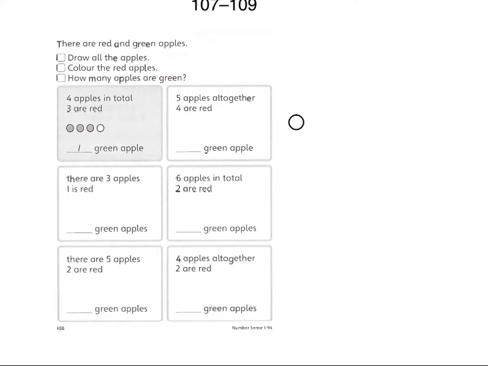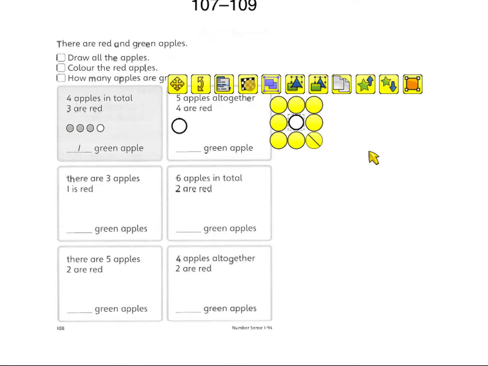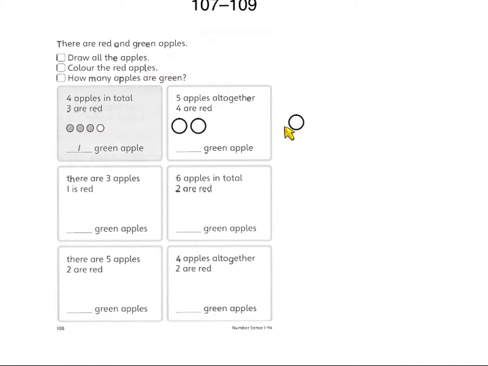Page 108. There are red and green ones. So you have to draw all the apples first. 5 apples altogether in total. 3 apples in total. 6 apples in total. 5 apples. There are 5 apples. There are 4 apples altogether. All of it means you're going to start with 5. 1, 2, 3, 4, 5. And you're going to color in the red ones. 4 of them are red. 1, 2, 3, 4. And you have 1 green apple.